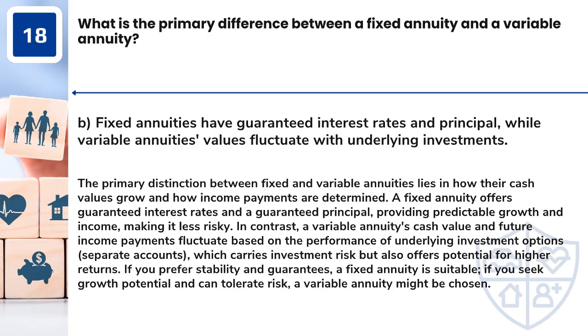risky. In contrast, a variable annuity's cash value and future income payments fluctuate based on the performance of underlying investment options, separate accounts, which carries investment risk but also offers potential for higher returns. If you prefer stability and guarantees, a fixed annuity is suitable. If you seek growth potential and can tolerate risk, a variable annuity might be chosen.